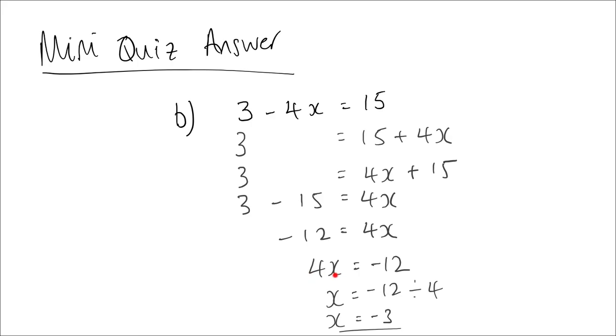So 4 times x, well, that's the same as doing 12 divided by 4 on the other side. And then we can simplify 12 divided by 4 as 3, but we need to remember that it is minus, so x equals minus 3.